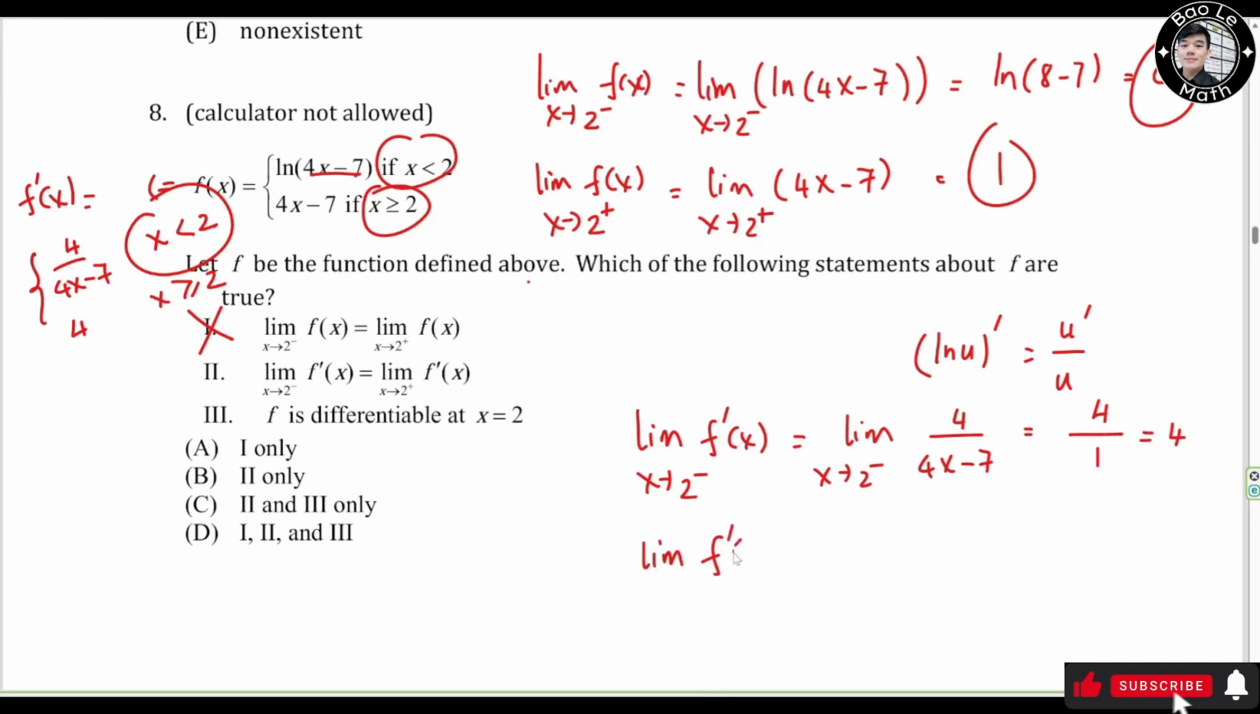The limit of f prime of s when s approaches 2 plus, which is the bottom one right here, is going to be 4, right? The left and the right are the same, right? So number 2 is right. The statement that the function f is differentiable at s equals 2 is not quite correct, because the function is not continuous at s equals 2, right? Number 1 is wrong. So remember, if the function is not continuous at a point, it will not be differentiable at that point, right? So only 2 is correct, which is B.